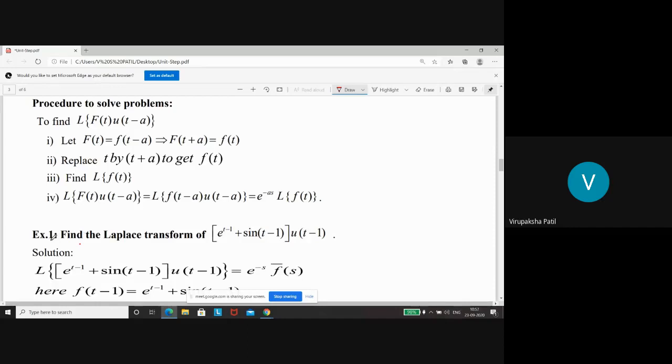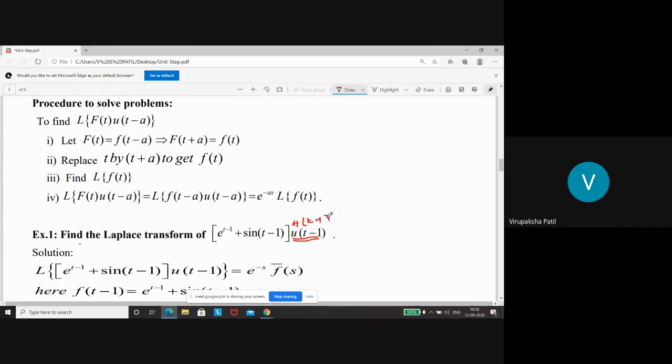We'll take some examples here. Your examples will be like this: find the Laplace transform of e to the power t minus 1 plus sine of t minus 1. If they give only this much, you should take this as a unit step function. Find the Laplace transform of e to the power t minus 1 plus sine t minus 1 into u of t minus 1, or sometimes they may give this as h of t minus 1. Both are one and the same.